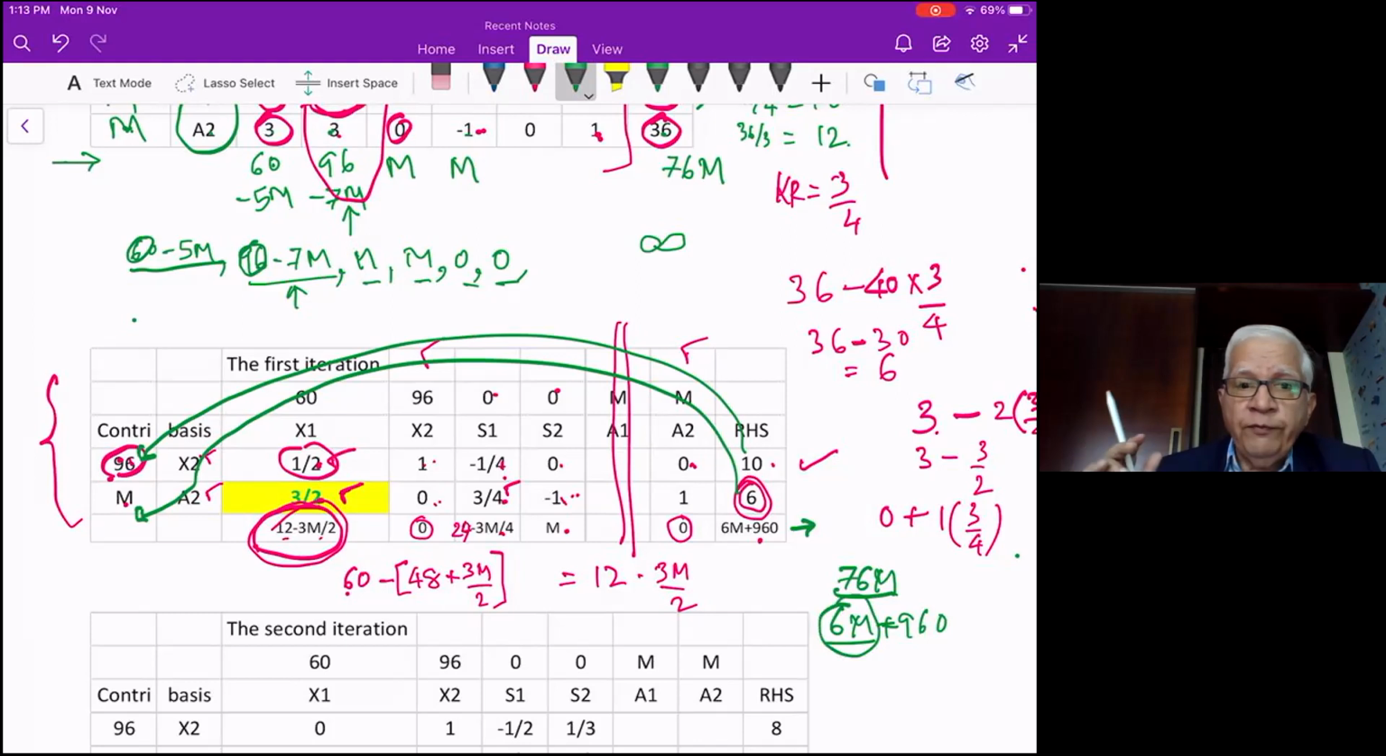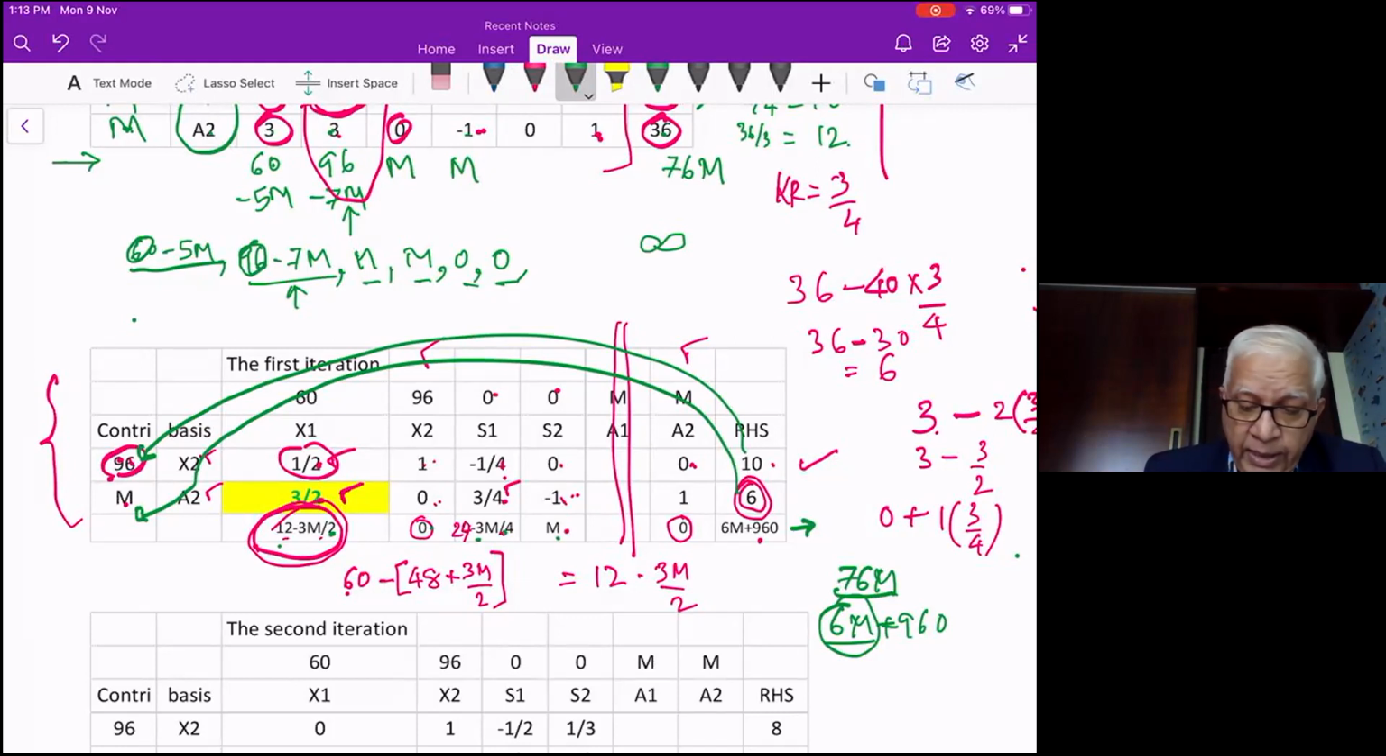When M goes away, we'll be really happy. Okay, fine. So this is the new table. The table of the first iteration has been completed. Now, what are the values in the index row? 12 minus 3M by 2, 0, 24 minus 3M by 4, M, 0, and this is the objective function value.